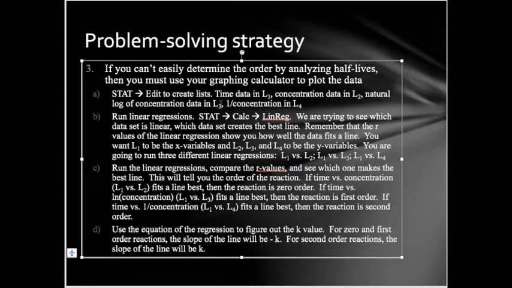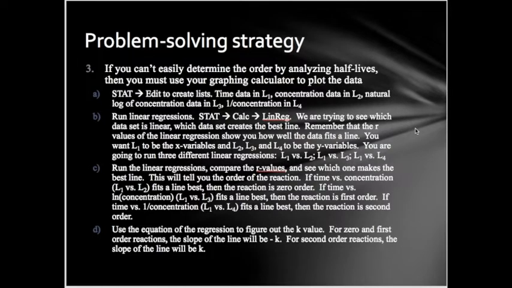You don't have to plug in those values one by one. You can actually go to the top of list 3 and say list 3 equals the natural log of list 2, and it will generate all the values for you. You don't have to go in and type natural log of this, natural log of this, natural log of this. So you're going to put in natural log of concentration data in list 3, and then you're going to put 1 over concentration data in list 4. I hope you can see what we're doing.